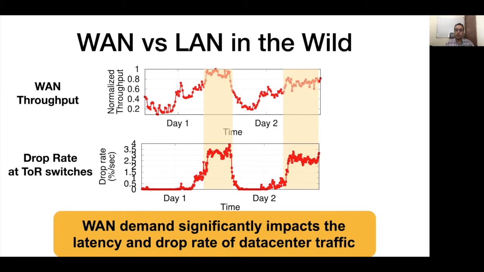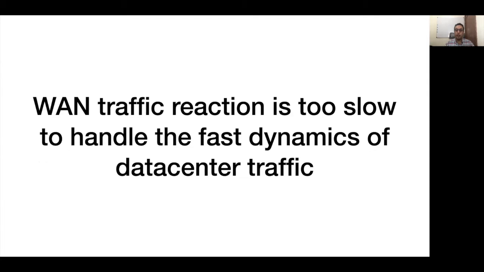For the rest of the talk, I will explain in detail the reason behind this behavior and how we can remedy the performance impairments resulting from it. I will start with the punchline of our findings, which is that WAN traffic reaction to congestion is too slow compared to the fast dynamics of data center traffic. This statement might seem obvious, but some of its implications are subtle and result in performance degradation for both WAN and data center traffic.